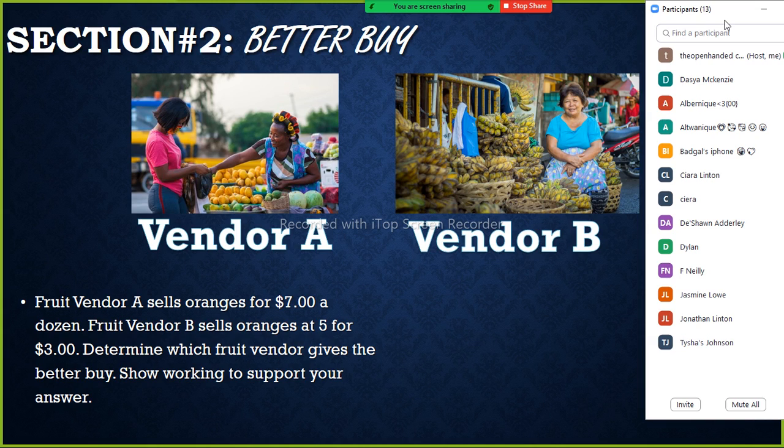but then when I think about it, right? Vendor A sells a dozen for $7. Vendor B sells 5 for $3. So if you get 10 oranges, that's $6. And if you get 15, that's $9. So I don't know.